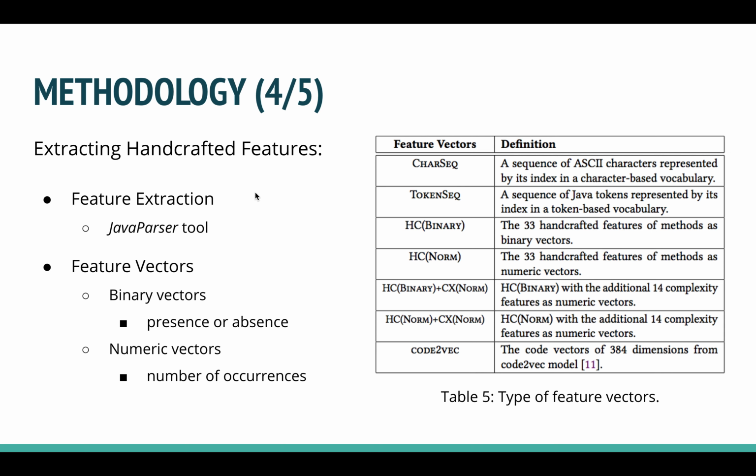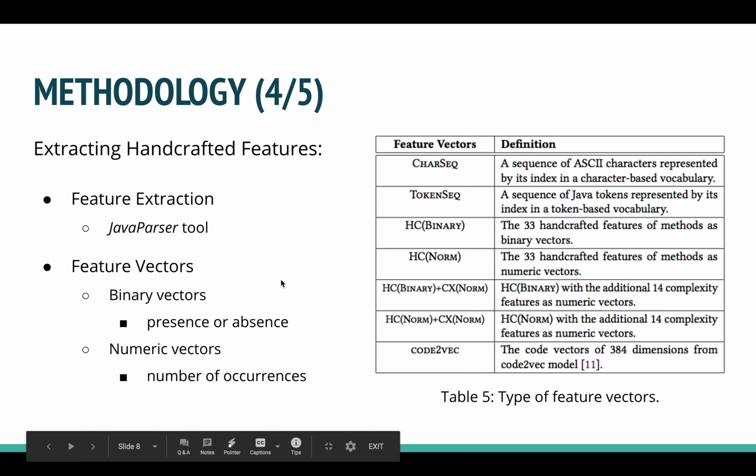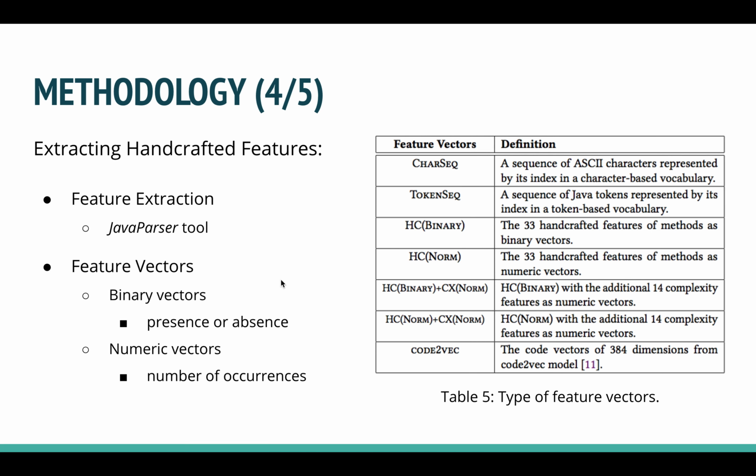To extract the handcrafted features, we use the JavaParser tool to parse the methods in the dataset and extract the handcrafted features. We consider the 33 method-only handcrafted features as binary vectors and numerical vectors separately. For the binary vector, we use 1 and 0 to denote the presence or absence of an individual feature in a method, and for the numeric vectors, we count the number of occurrences of features in a method, and in the end we normalize them. The 14 complexity features are always considered as numeric values.